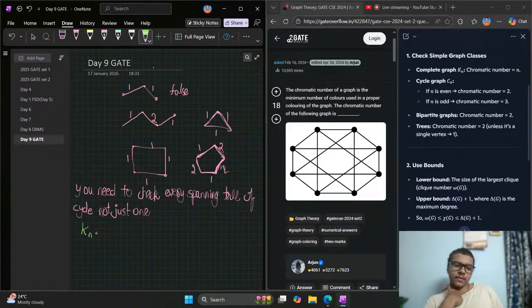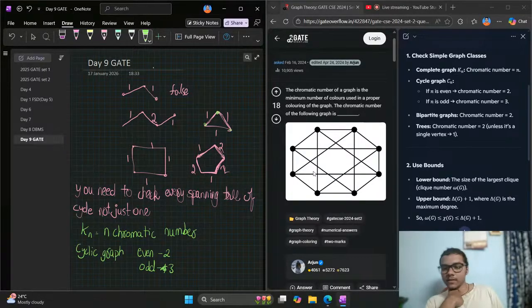So K in chromatic number. But this is not a complete graph because this vertex is not connecting to this vertex. Similarly, there are a lot of other pairs of vertices that are not connecting to each other. So it is not a cyclic graph as well. If a cyclic graph is even, then the chromatic number is 2. If it is not, then the chromatic number is 3. You can just take the example of a triangle and a square to get that.